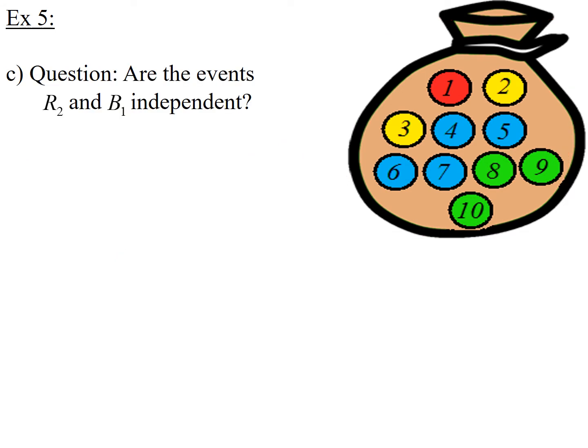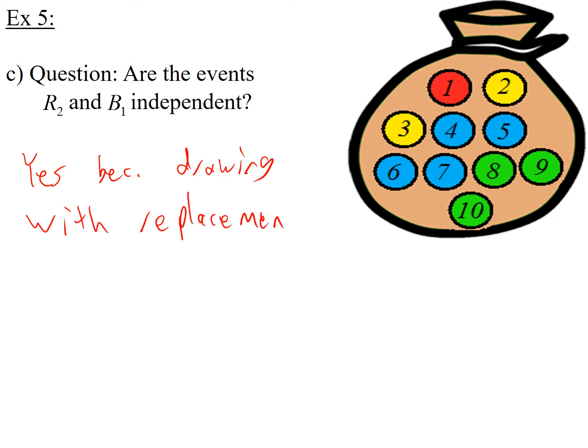Are the events R2 and B1 independent? Okay, there's two ways to do this problem. One way to do it is to just say, yes, they're independent because we're drawing with replacements. Let's write that down. So yes, because we're drawing with replacements. Okay, so with replacements, they're always going to be independent. Any two events you give me, they're going to be independent. Okay, so that's one way to say it. And that's fine. I'll take that answer if that's what you write.